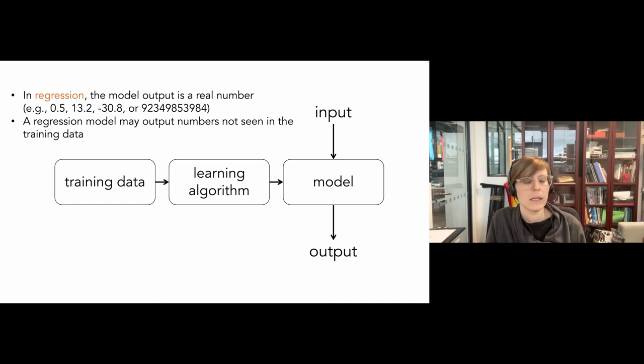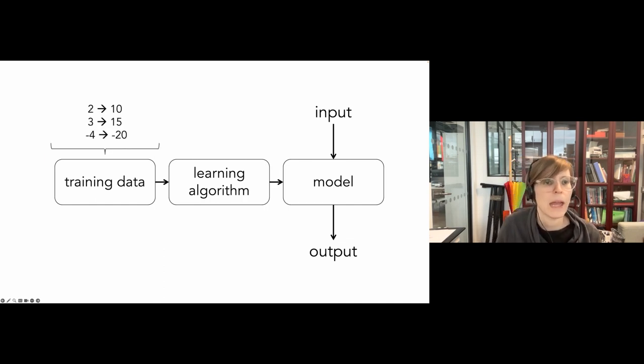Let's say I have a training data set, and here on the left are the example inputs, and on the right is the model output that I would desire for each of these inputs. So if I take a training data set where I have the input 2, output 10, input 3, output 15, input negative 4, output negative 20, a regression algorithm is going to be capable of looking at those examples and producing me a model which tries to capture the relationship between inputs and outputs. And I bet if you're a human looking at this video, you could come up with a pretty good model yourself. So have a try.